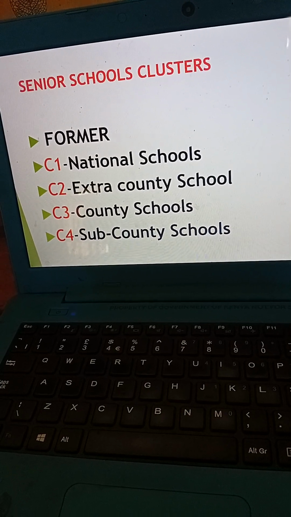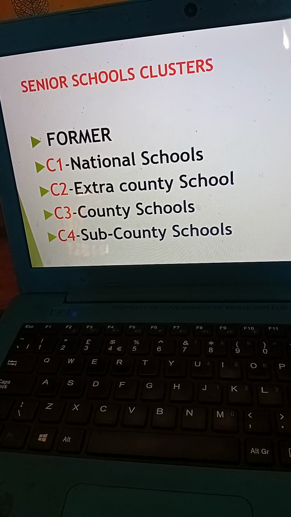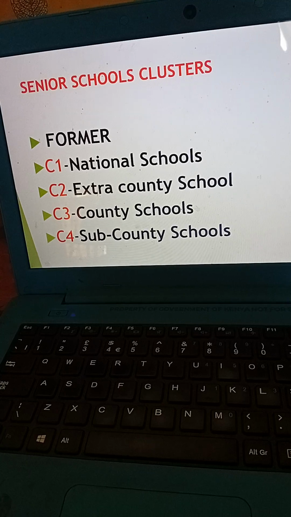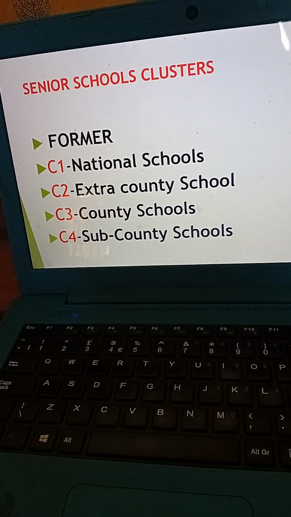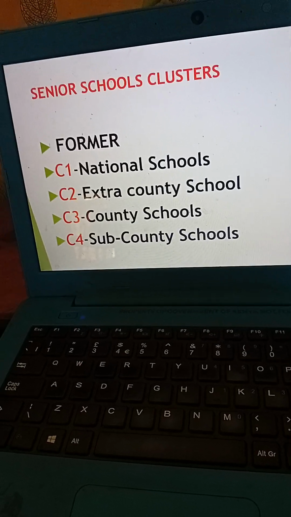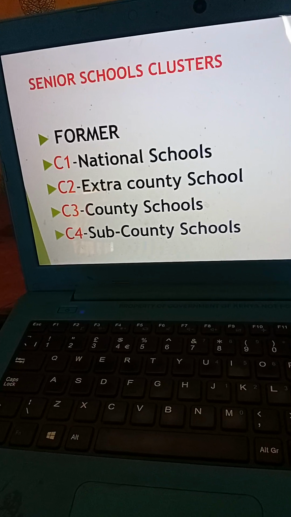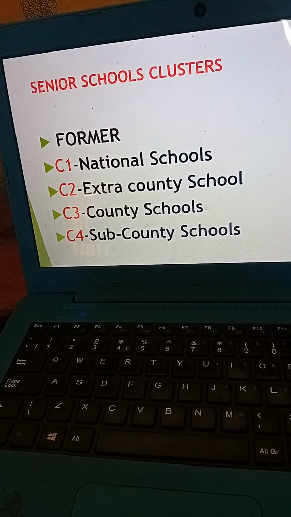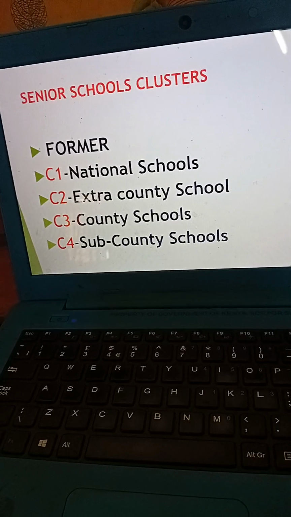And then schools are categorized into clusters: cluster 1, cluster 2, cluster 3, cluster 4. Cluster 1 are the former national schools or big schools. And then cluster 2, they are extra county schools. They follow after the national schools or those big schools. And then the county schools and sub-county schools. Most of them are sub-county schools, most of them are day schools.